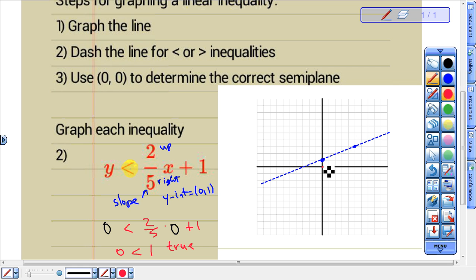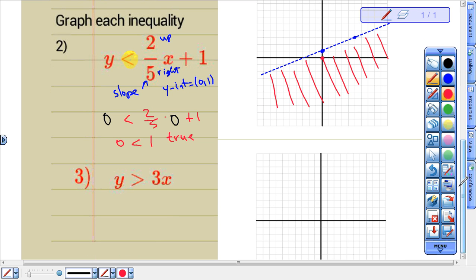That means the point (0, 0) is part of the solution. So we're going to shade the bottom, under the line. So the graph of this inequality would be the half-plane under the line up to the line, excluding the line. On our second example, we have the inequality y is greater than 3x.